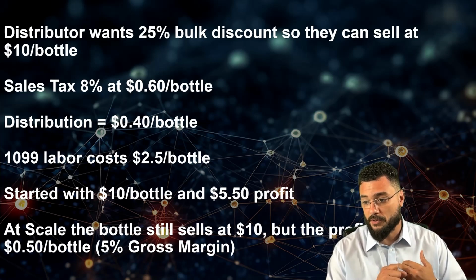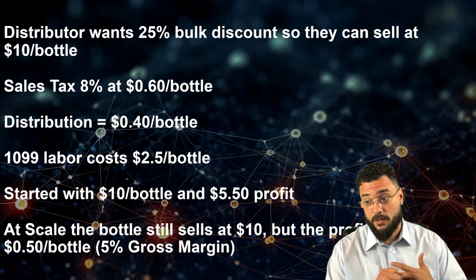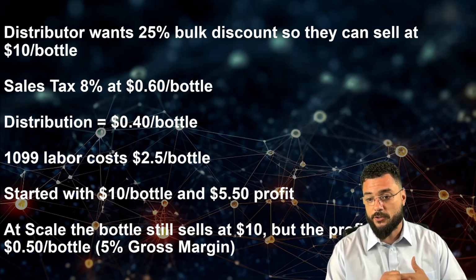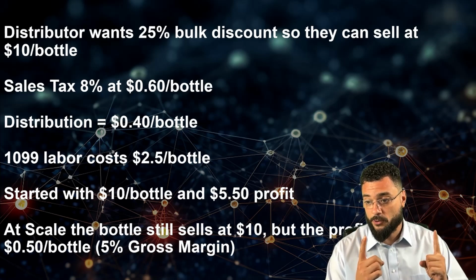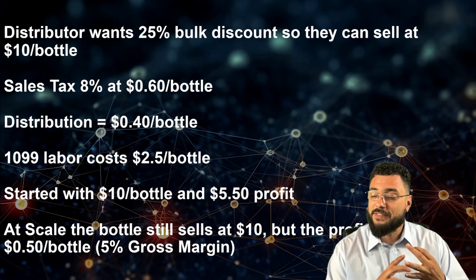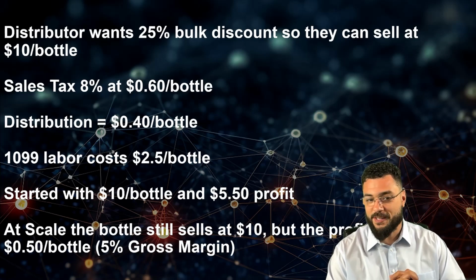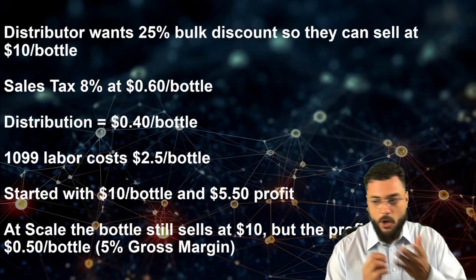Distribution, 40 cents a bottle. You've got to ship it to them. 1099 labor costs, because you're not individually filling 28,000 bottles in time to actually give it to them. It's $2.50. You started with a $10 bottle and a profit of $5.50, but at scale, don't forget the actual empty bottles and the ingredients. We'll sell at $10, but the profit is 50 cents a bottle now, giving you only a 5% gross margin. Funny how that evaporated and it's gone.